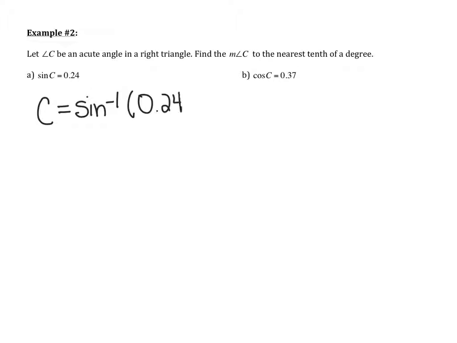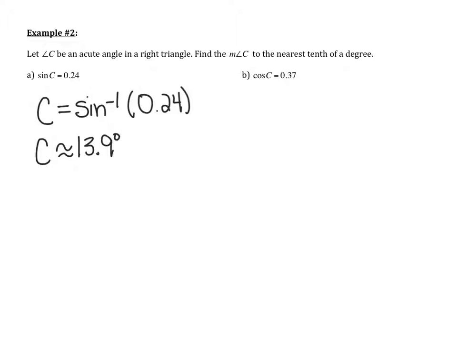This is just as simple as typing that into my calculator. Typing into my calculator, and since it says round to the nearest tenth of a degree, I get that C is about 13.9 degrees. This time, it actually just gave me the ratio of opposite over hypotenuse, and then I just did the inverse sine and got 13.9 degrees.